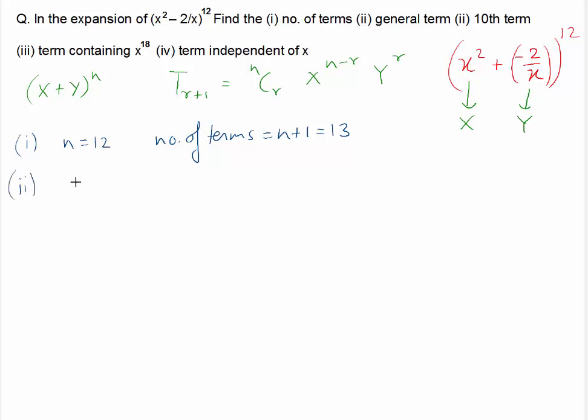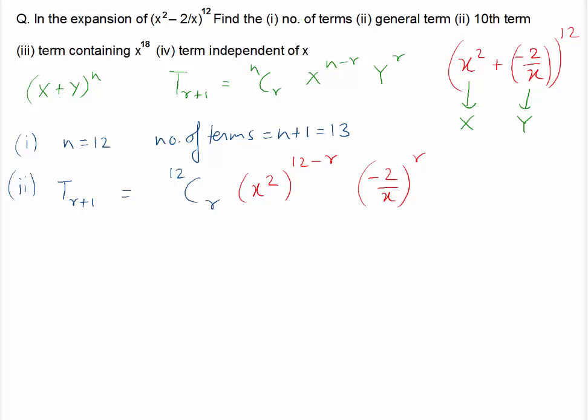Second is the general term. So we know that the general term is the r plus 1th term. So that would be equal to T r plus 1, or the r plus 1th term is equal to 12Cr times x, which in this case is x squared, to the whole power 12 minus r, multiplied by minus 2 by x, which is y, whole to the power r. So this is the general term.